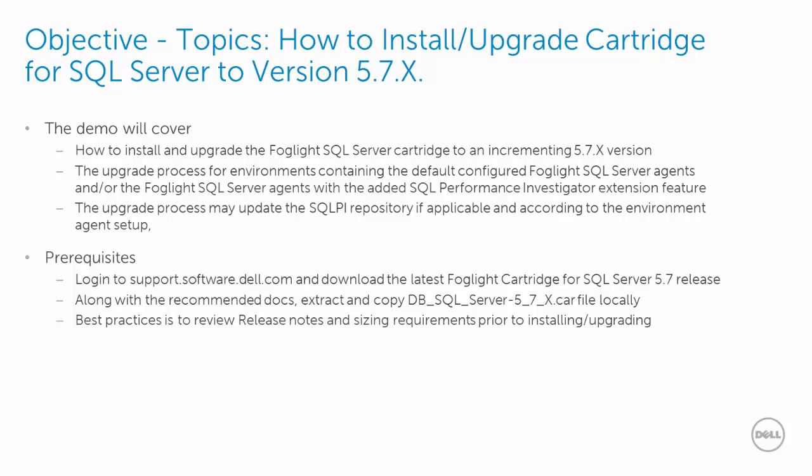The objective of this video will cover how to install and upgrade the Foglight SQL Server cartridge to an incrementing 5.7 version. The demo will also display the upgrade process for environments containing the default configured Foglight SQL Server agents and/or the Foglight SQL Server agents with the added SQL Performance Investigator extension feature. The upgrade process may update the SQL PI repository if applicable and according to the environment agent setup. Consult the necessary prerequisites needed prior to the install.